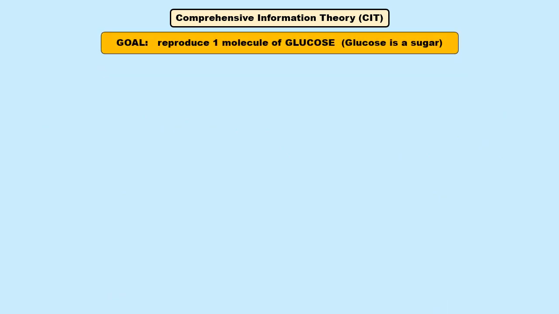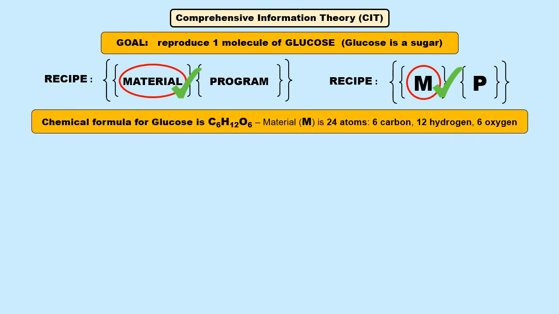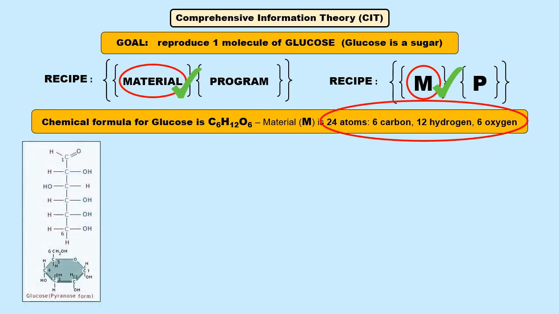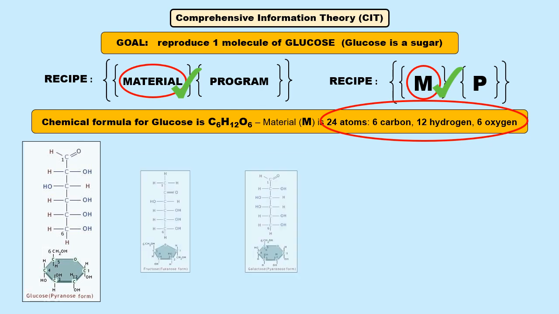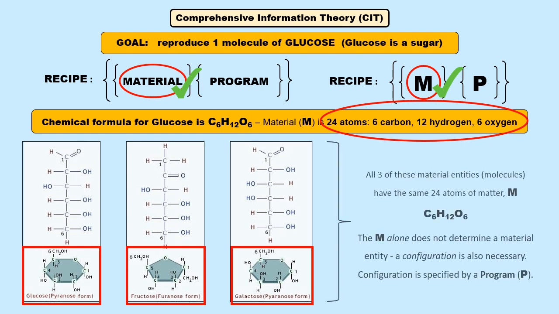Suppose that we wish to reproduce a specific material entity, namely, one molecule of glucose. All of the material is provided. That material is 6 carbon atoms, 12 hydrogen atoms, and 6 oxygen atoms. Since all of the material has been provided, do we have the desired material entity, one glucose molecule? No, we do not. Configure those same atoms in different arrangements, as displayed, and we get different material entities, namely, glucose, fructose, or galactose. It was the arrangement, or configuration, of the atoms that made all the difference.